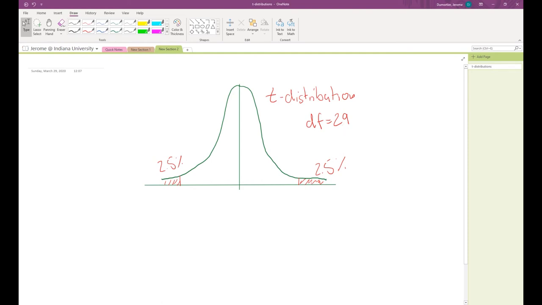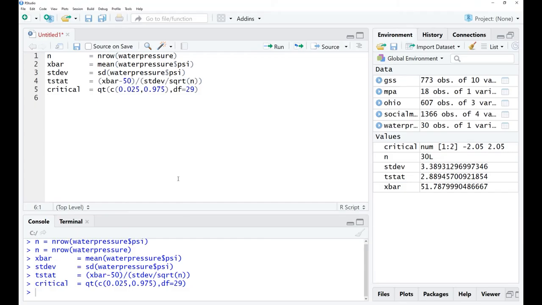In the context of the graph that we have here, this means that we have negative 2.05 here, and we have 2.05 on the right side. Now, since our test statistic of 2.88 is inside those 5% areas, we reject the null hypothesis.